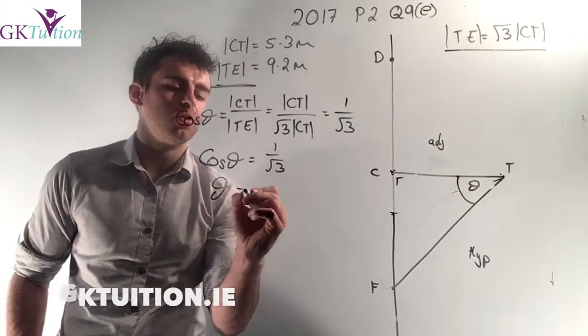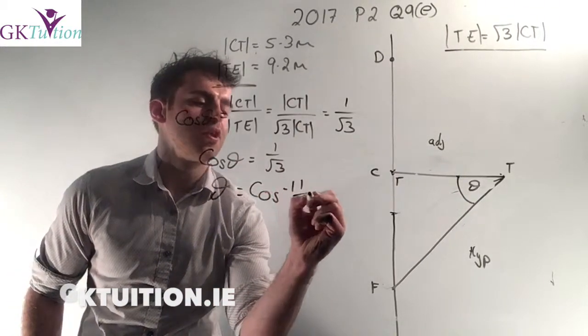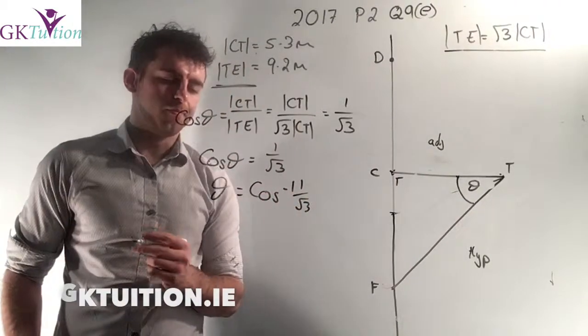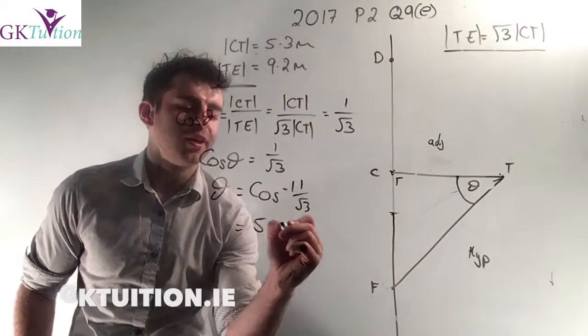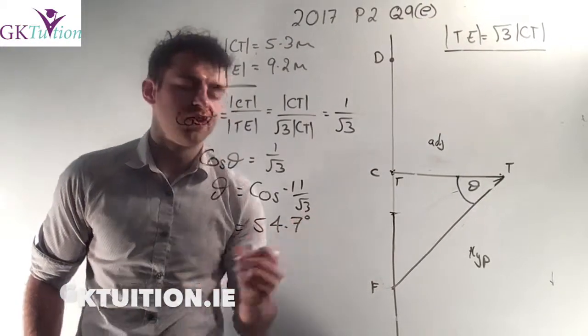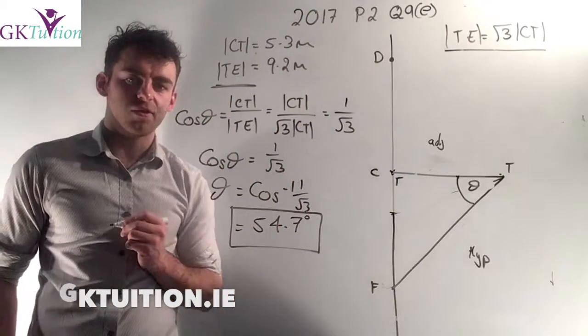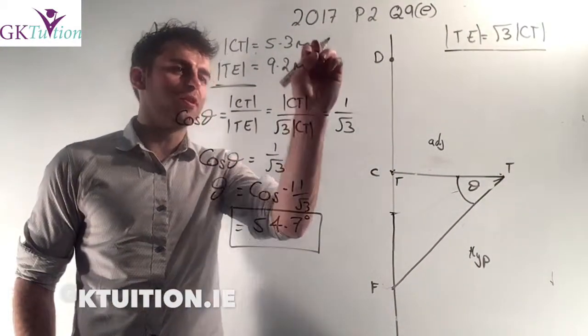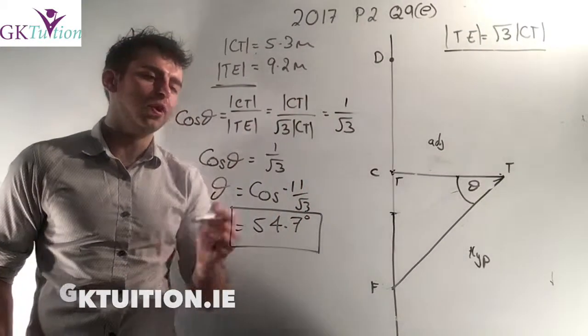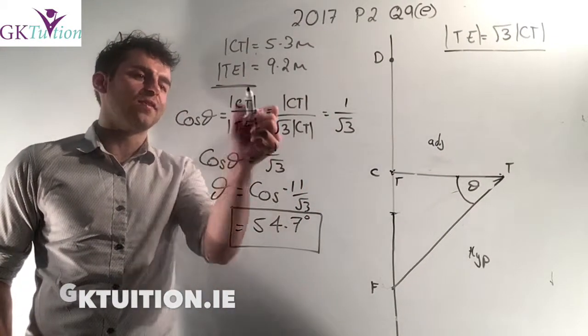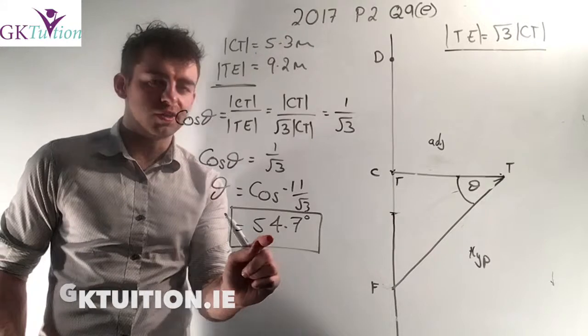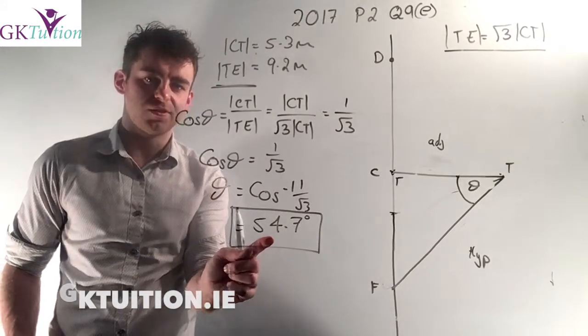To get theta on its own, it's simply cos inverse 1 over the square root of 3. And if you plug that into your calculator, you get 54.7 degrees. So the final answer in that case was 54.7 degrees. If you use the figures 5.3 and 9.2, in other words, if you had said cos theta is 5.3 over 9.2, your answer would have been 54.8 degrees.